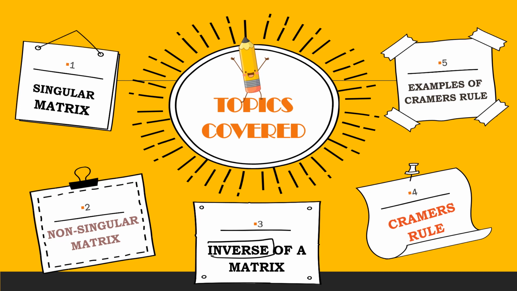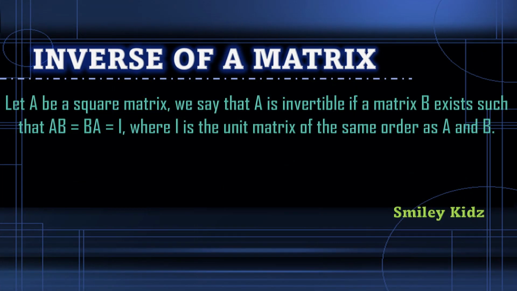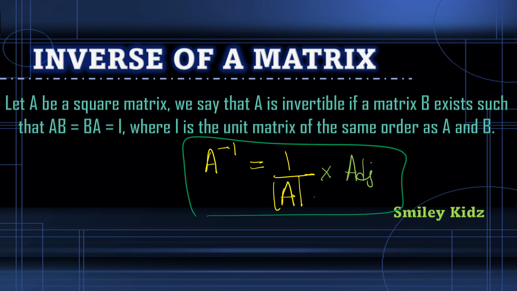Moving forward, we have inverse of a matrix. Let's see what it is. Now, this hefty definition on the screen would make you quite confused. Here's why I have brought this formula for you. A inverse, that is inverse of A, will be equal to 1 by determinant of A into adjoint of A. And that is the formula for inverse of a matrix. You can simply say it's adjoint of A divided by determinant of A. That will give you the inverse of the matrix.